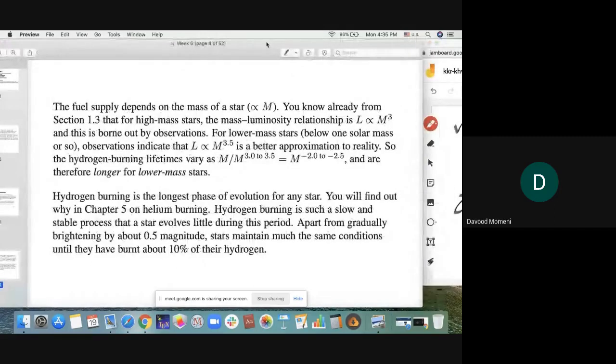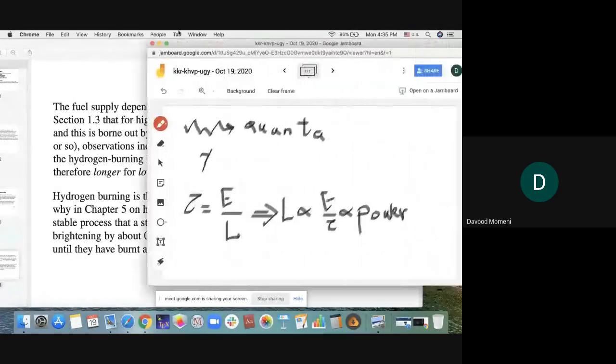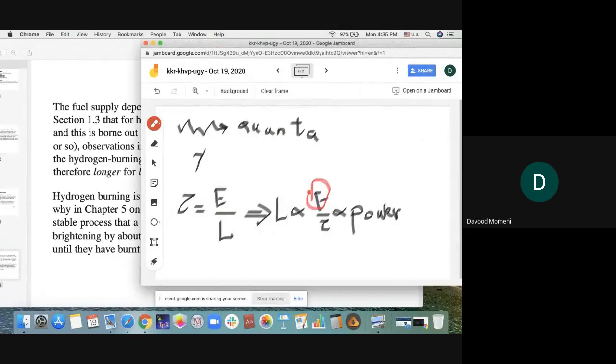How much fuel do you need for the hydrogen burning? The fuel which you need is proportional to the mass. Why? Because it's about the energy. According to special relativity, energy can be produced during any nuclear reaction if you have a mass difference in your system. This mass difference makes energy production, as you see from this equation.